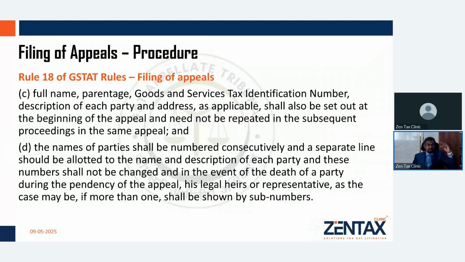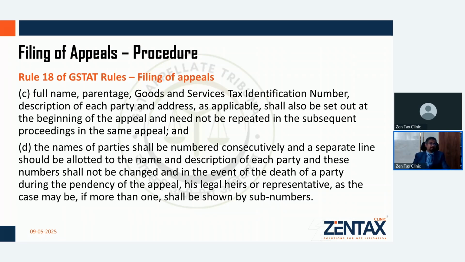So, who is the appellant? If there's only one appellant against 5 respondents, then it would be very, very clear. Respondent number 1, respondent number 2 will never change during the pendency of the appeal. And that is how the order is also drafted.